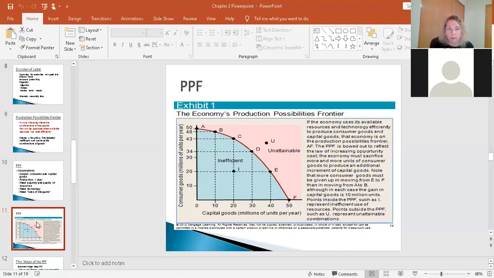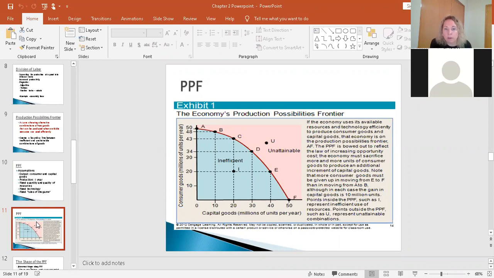Typically, we still produce below our PPF. There is no way that here in the United States, or in any other economy as the case may be, that we are producing perfectly efficiently. I don't think any of the big economies are producing along their PPF. It's impossible to be perfectly efficient and not have any waste.